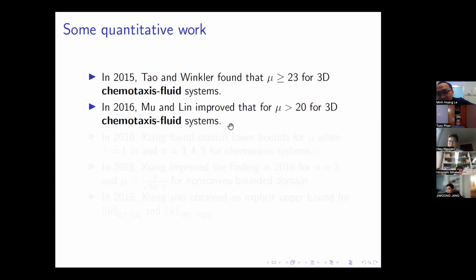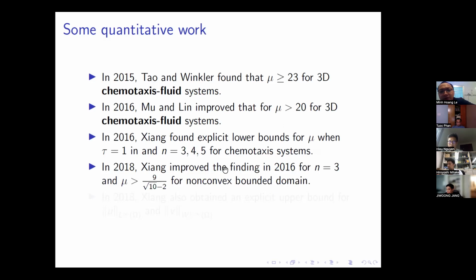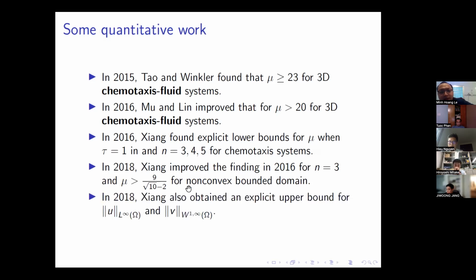Right. Now we return to the chemotaxis. So Xiang found an explicit lower bound for mu when tau equals 1 in the 3, 4, and 5 dimensional case for the chemotaxis system. And 2 years later, he improved the 2016 paper and found a smaller constant for mu in a general non-convex bounded domain. And in 2018, he also obtained some estimates for the upper bound for u and v. So those are some quantitative works.